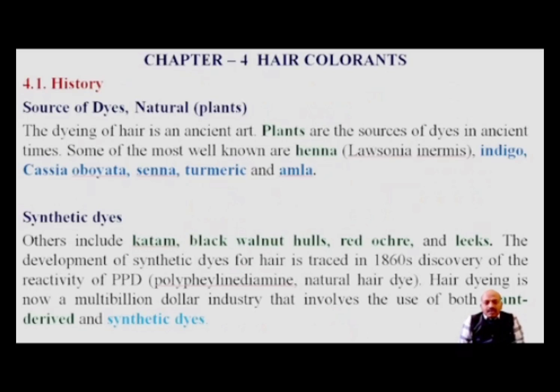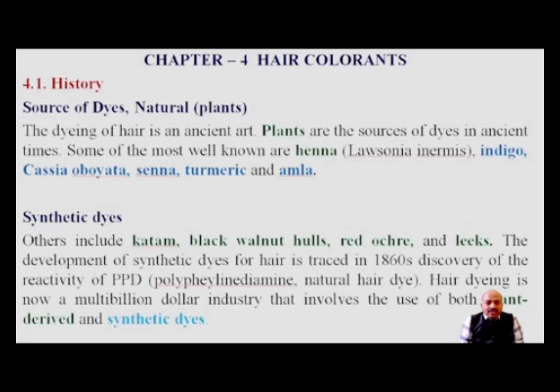So let us see the history now. Sources of dyes. It is from natural, that is from the plant sources. The dyeing of hair is an ancient art. Plants were the sources of dyes in ancient times. Some of the most well known are henna, the biological name is Lawsonia inermis, indigo, cassia obovata, senna, turmeric, and amla. So this is about the natural dyes.